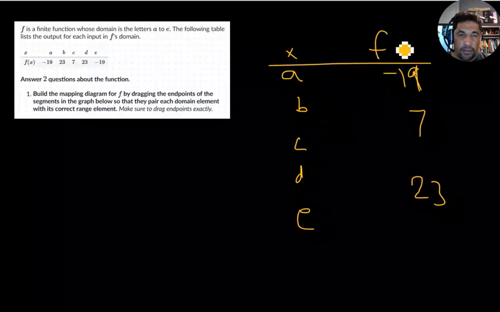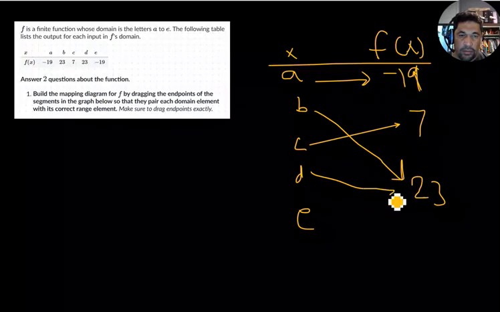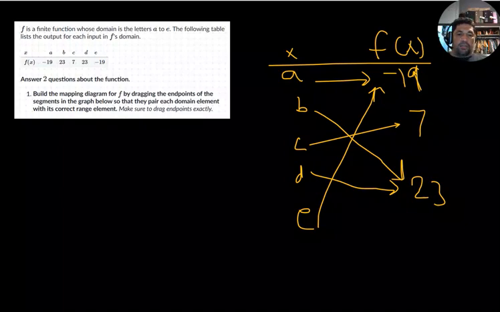Okay, so let's map these things. This is f of x here. So a maps to negative 19, b maps to 23, c maps to 7, d maps to 23, and e maps to negative 19. So here we just finished mapping. Now, this is a function because each input has one output.